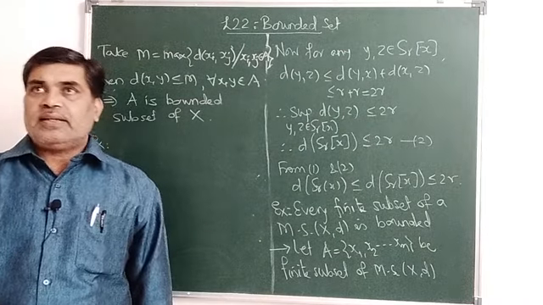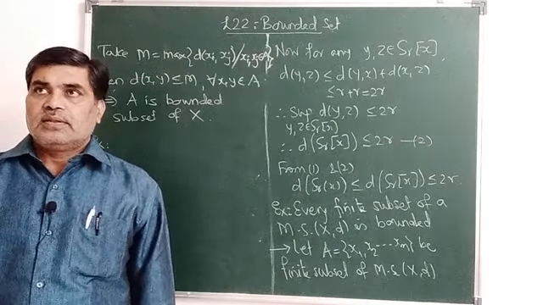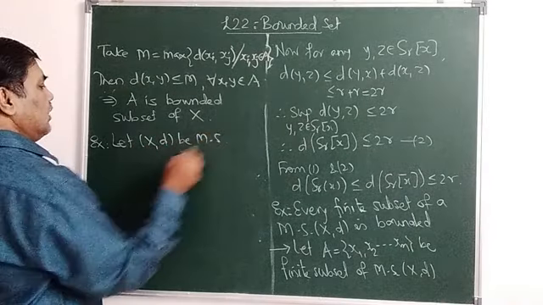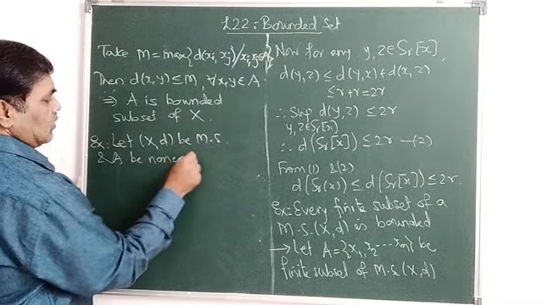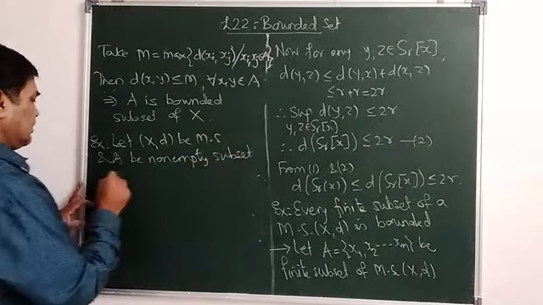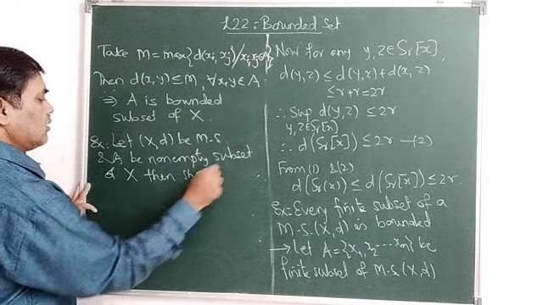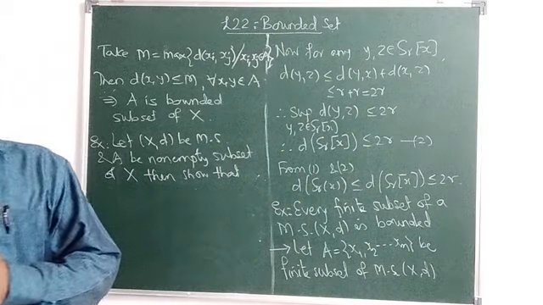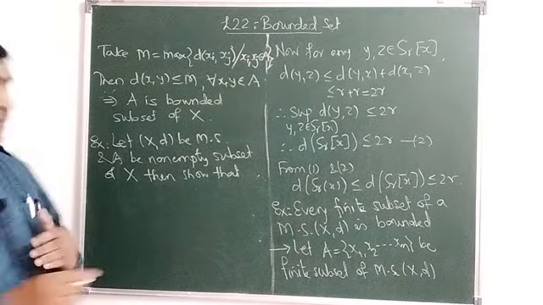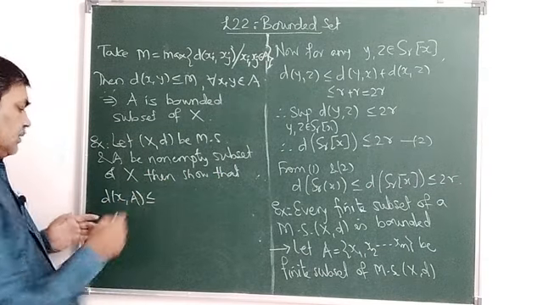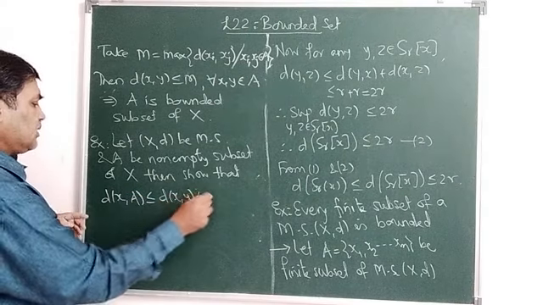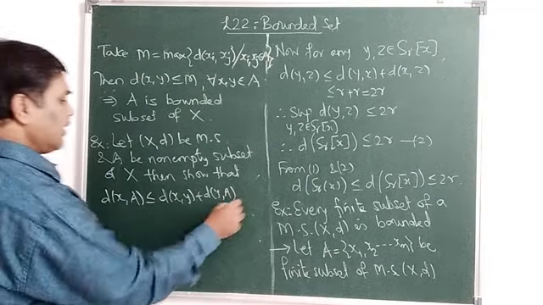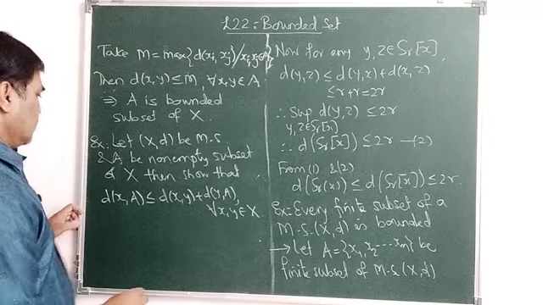If (X, d) is a metric space and A is a nonempty subset of X, then for any x, y belonging to X, so let (X, d) be a metric space and A be a nonempty subset of X. Then we should show that d(x, A) is less than or equal to d(x, y) plus d(y, A) for any x, y belonging to X.